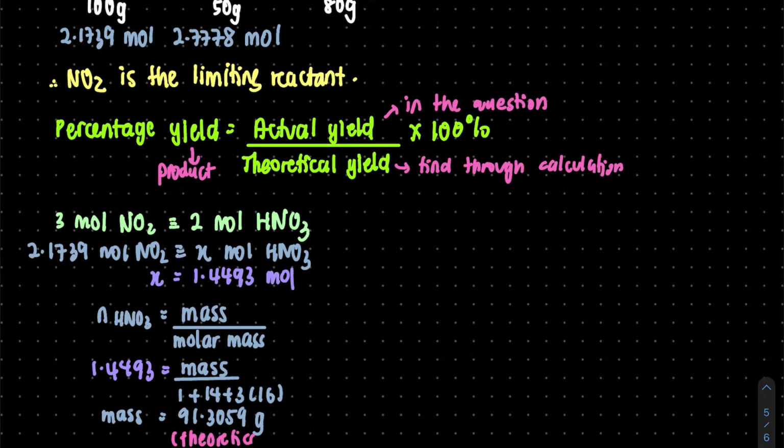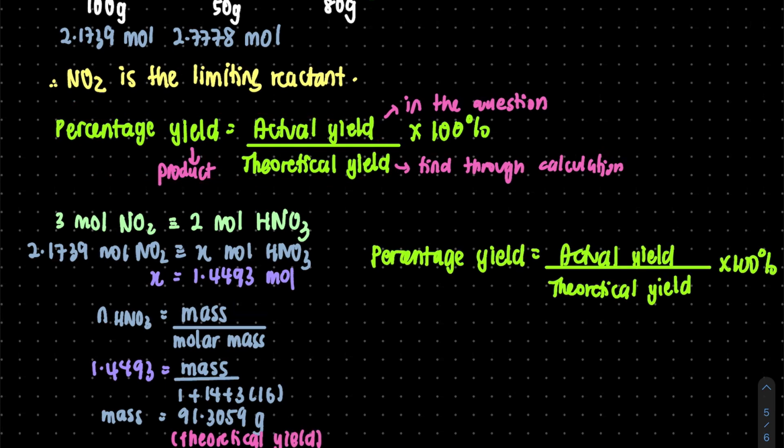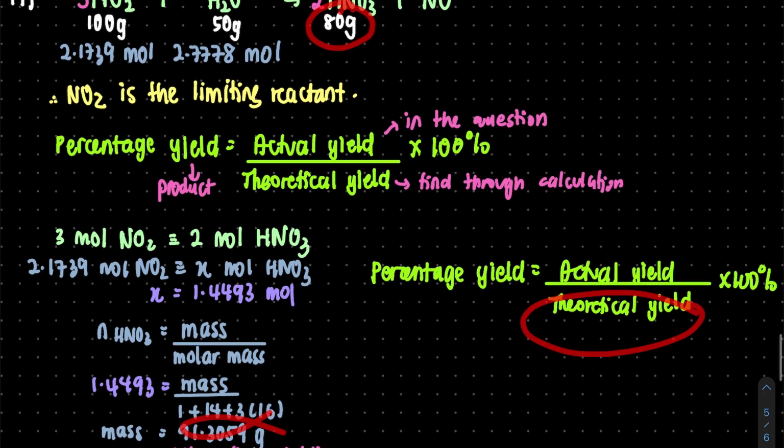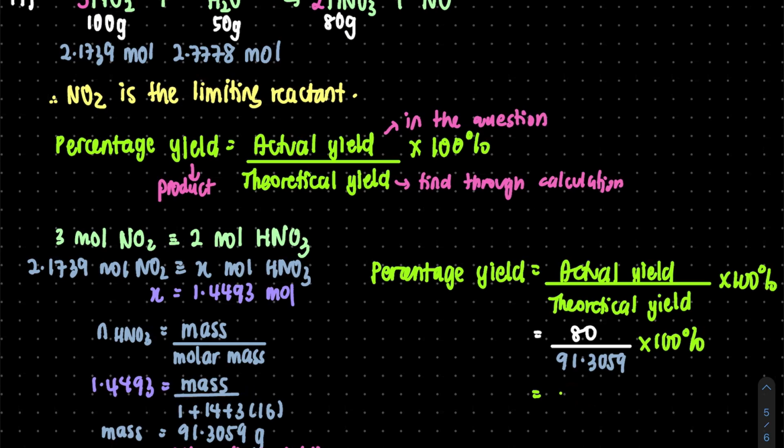So this is our theoretical yield, in theory when we calculate through stoichiometry. The question asks for the percentage yield, so I'm just going to write down my percentage yield. Since this is the formula, actual is based on the question itself. The question gives 80 gram. The theoretical yield is the one that we have calculated, which is 91.3059. So the answer would be 87.62%. That is your percentage yield.